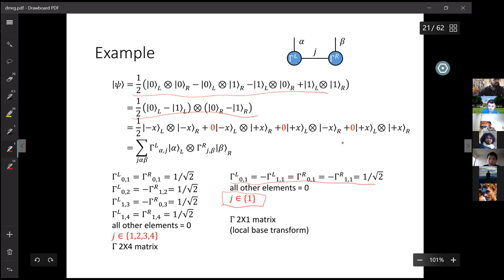So in this process, we made a smart choice of local basis so that we can express the wave function with a lower memory cost, right? Okay.